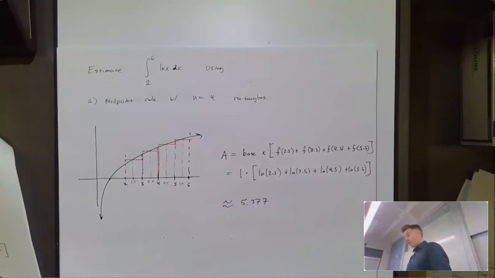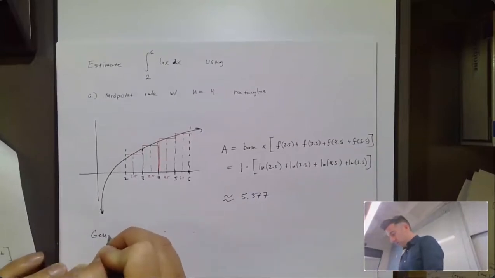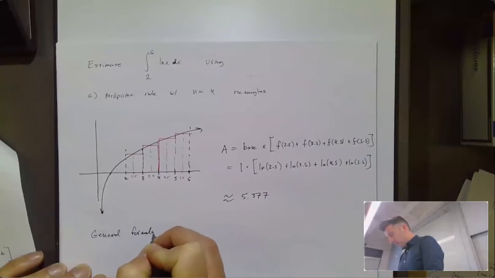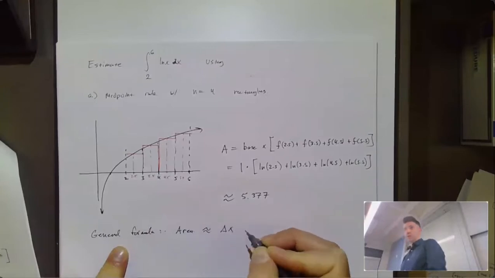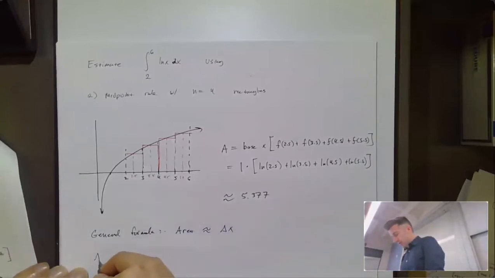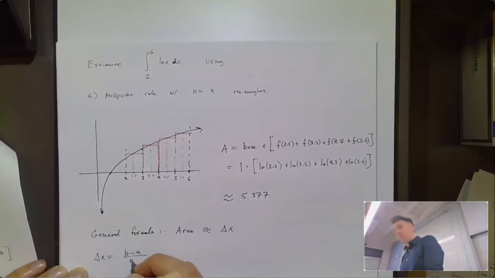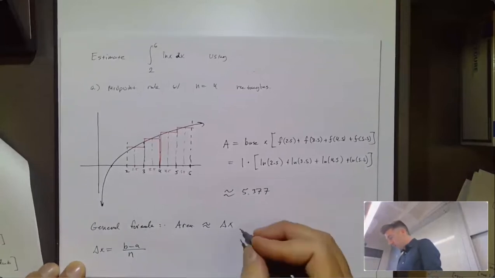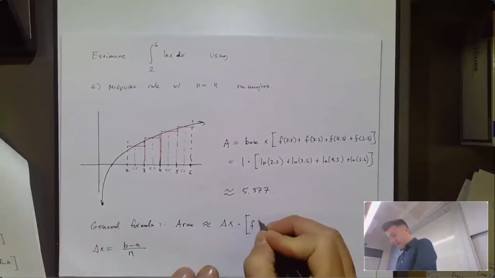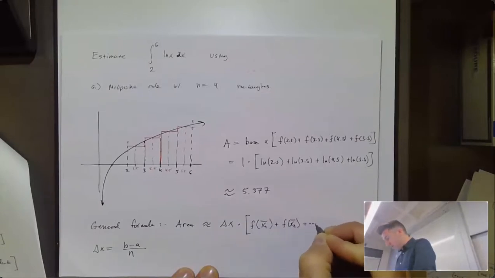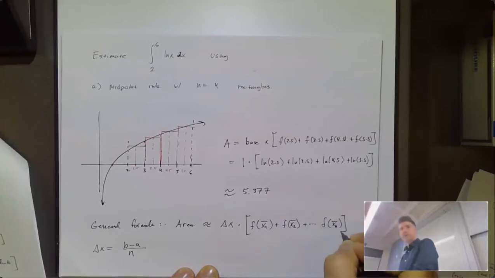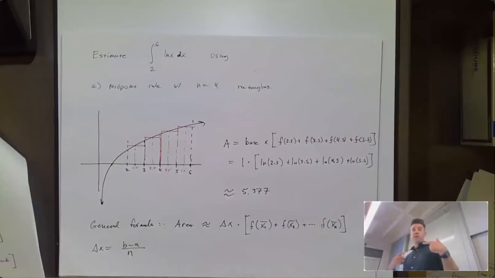Okay. I should point out the very general formula for the midpoint rule is you're just taking your delta x, which is the base of each rectangle, where delta x is your b minus a divided by the number of rectangles. And you're multiplying that by f of the first midpoint plus f of the second midpoint, all the way to f of the nth midpoint. That's all we're doing. We're plugging in the midpoints of the function to get the heights, and then we're multiplying those heights by the width of each rectangle.